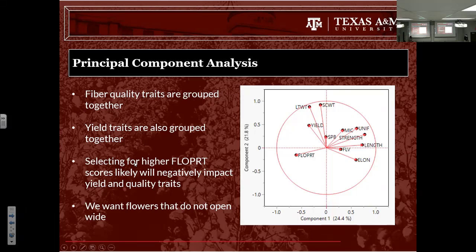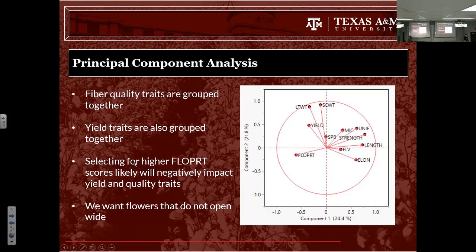And then we have what I'm actually looking for here, what would be flower openness. And it is all the way down here by itself in the bottom, which would tell me that when we're selecting for flower openness, we're most likely going to be negatively impacting yield and quality traits, which is a story to tell, not exactly one that I wanted to see. So we want flowers that are not just completely white, and that's what I get from this PCA.